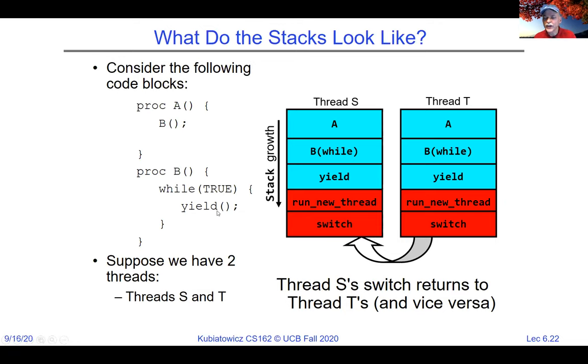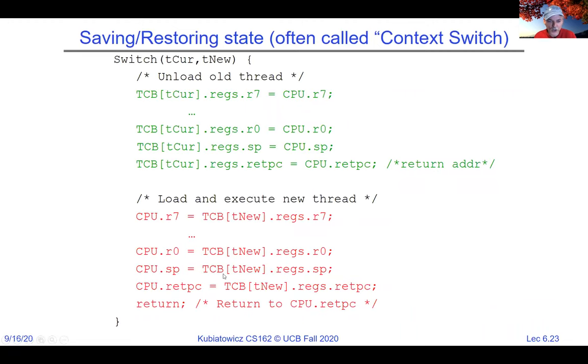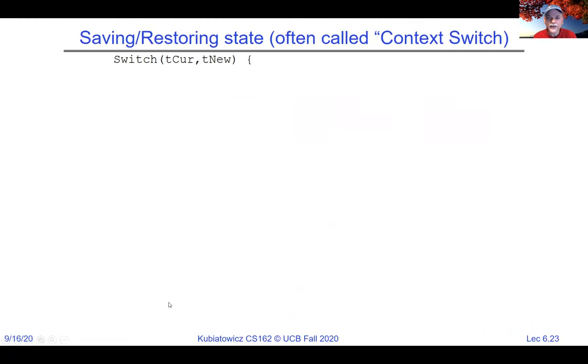Okay, so forget somehow getting from S to T. Let's suspend that complexity in our mind. If we were to just have one thread in the whole system, we would call A, which would call B, which would call yield, which would go into the kernel, run new thread, which would call switch. And what does switch do? Switch, when it's done, returns. See the return down here? And so what does return do?